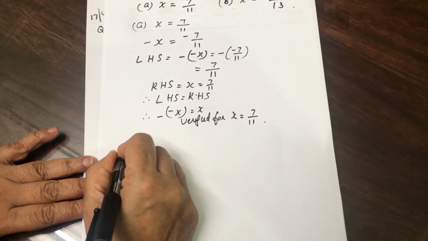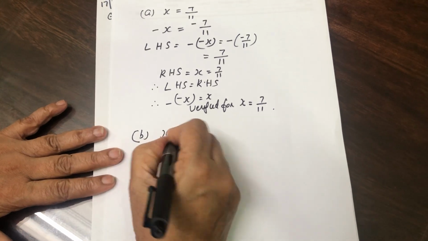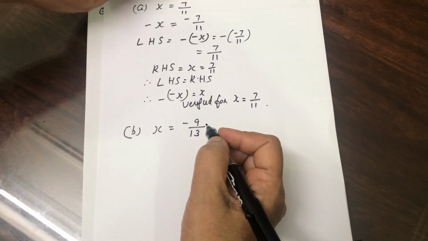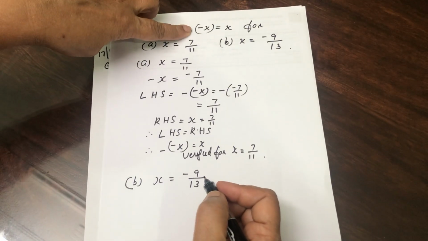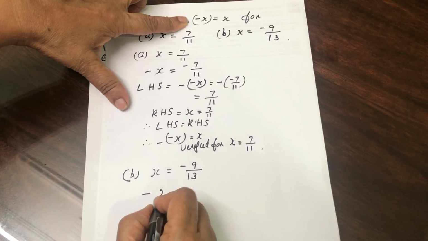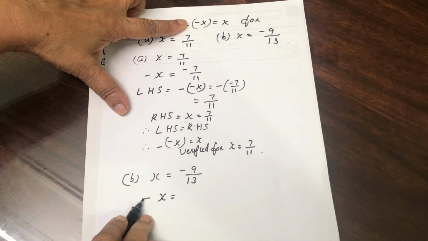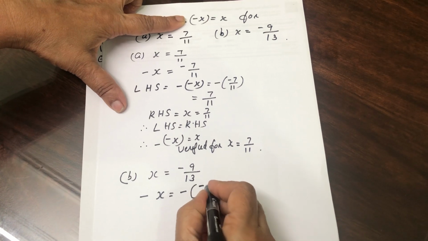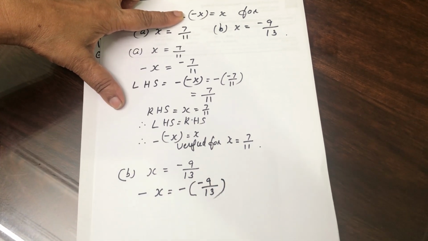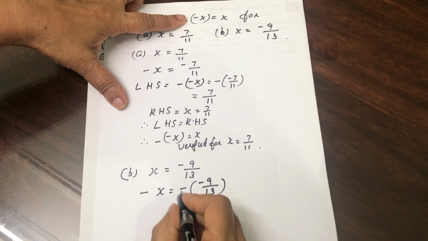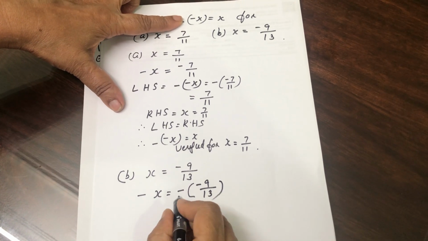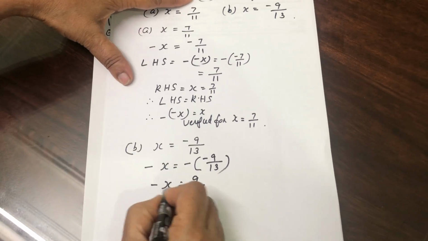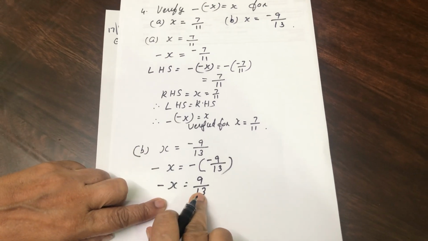Now I am taking B. x is equal to minus 9 by 13. LHS is minus of minus x. So to avoid the confusion, first I am taking minus x. Minus x means minus of, in the place of x, minus 9 by 13. What is minus of minus 9 by 13? Minus minus will become plus 9 by 13. Therefore, minus x is 9 by 13.